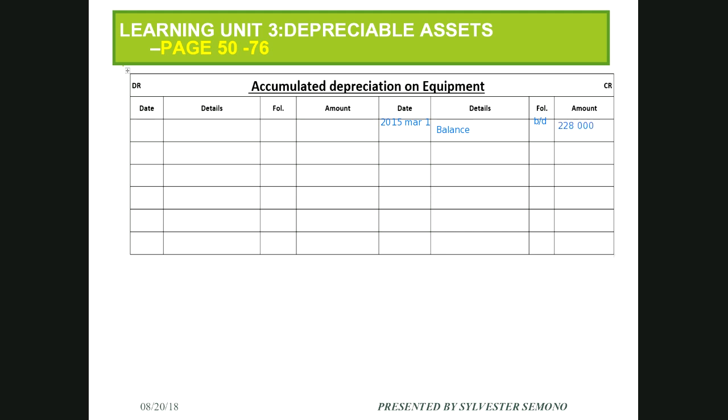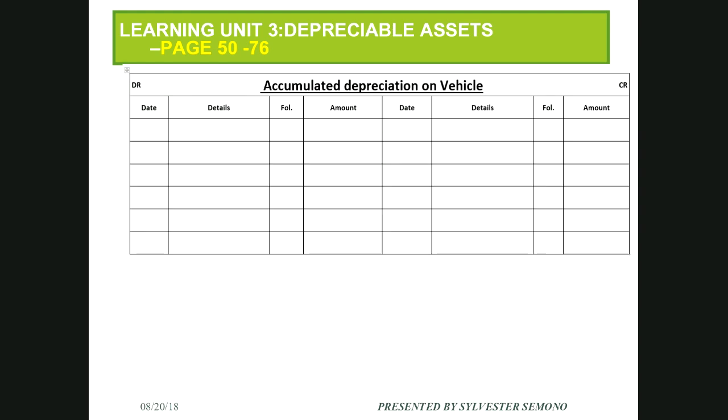Obviously, again, we have accumulated depreciation on vehicle. Under which side? Credit. On the credit side. And the date, as we said, it must be at the beginning of the period. And then again, the contra will just be balance brought down. And the amount is, you said it's how much?